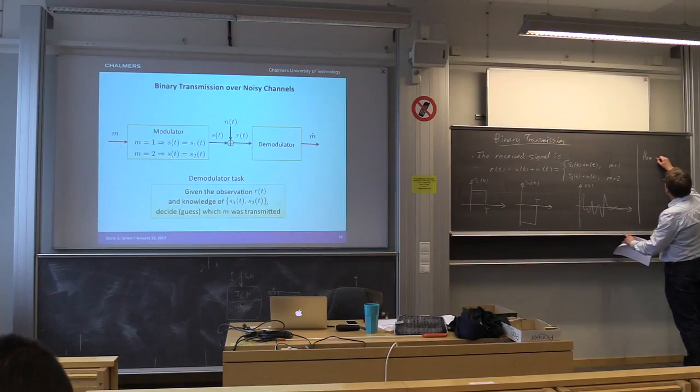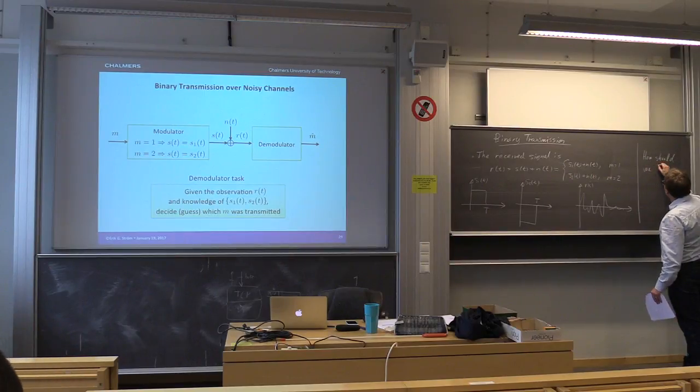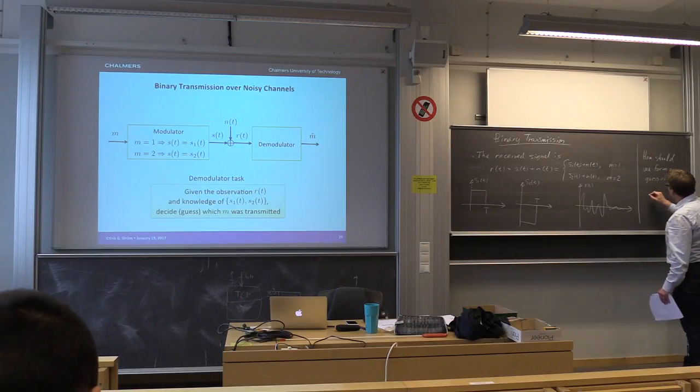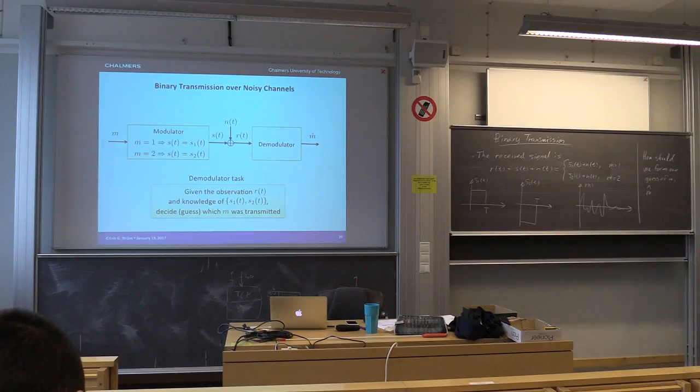How should we form our guess of m? And let's call the guess m hat. So the hat here has nothing to do with Fourier transform or something like that. I use this to say it's an estimate or a guess of a variable, which is m. Okay. So what is m hat? What would be the case in this case? How should we arrive to this?